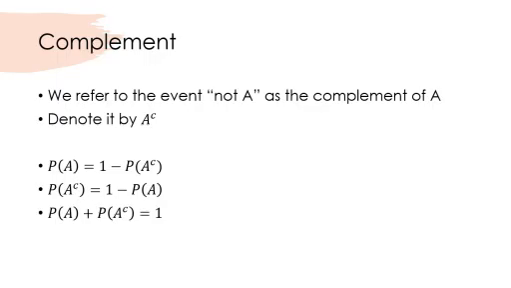So these are a few different ways that we could set it up. The probability of A is equal to 1 minus the probability of the complement, which is the probability of the yes is equal to 1 minus the probability of the no. The no is equal to 1 minus the probability of the yes. And if you take the two probabilities, the yes and the no, they have to equal 1, because that's how it goes.